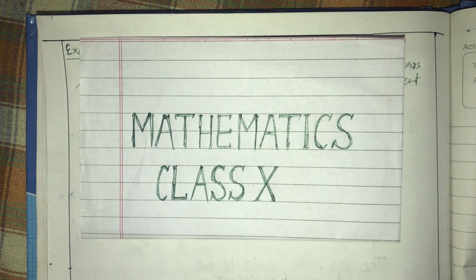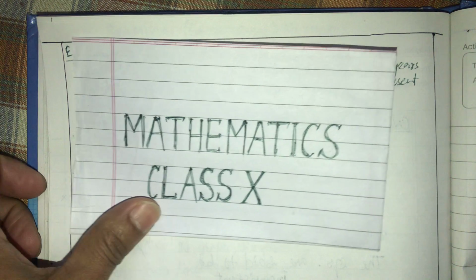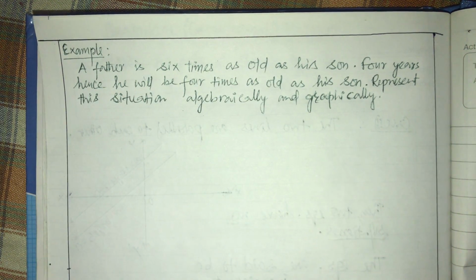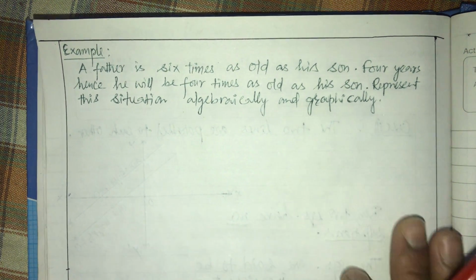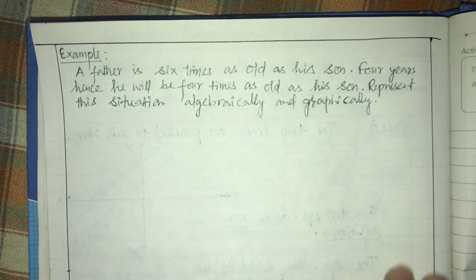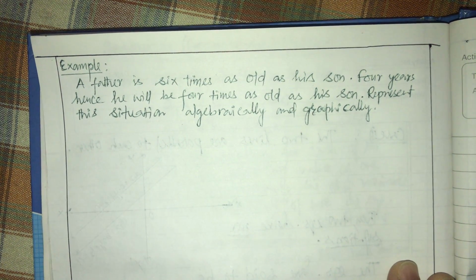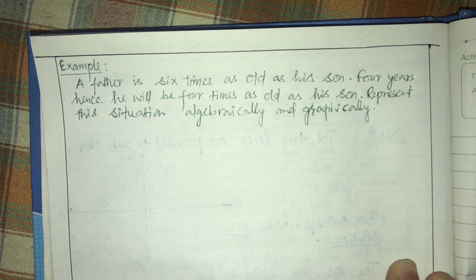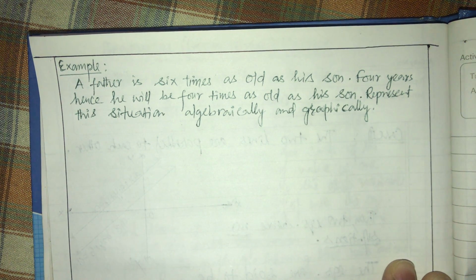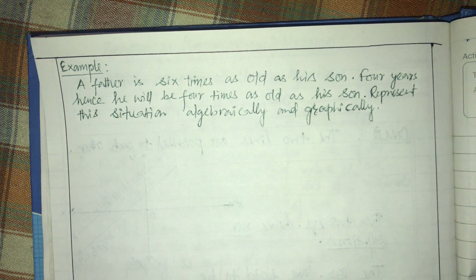So for that, I already kept one example, one question. So let's see the question. Yeah, this is the question, one example I took. Through this example we'll try to understand how to form equations and plot the graph for those pair of linear equations. Okay, so this is one statement based problem, statement based question.